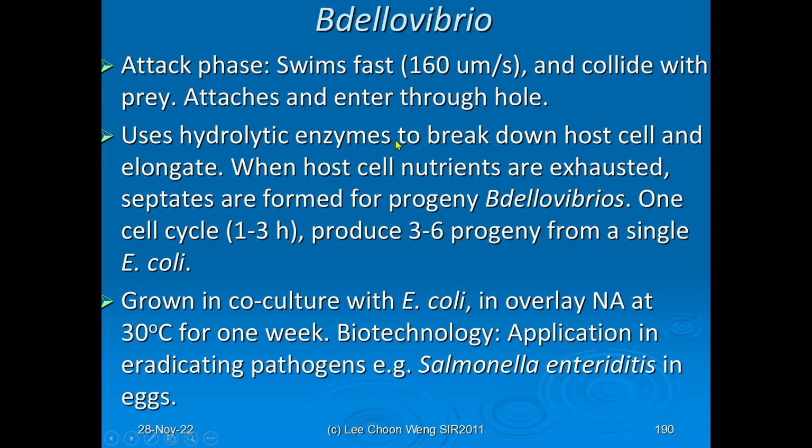Using hydrolytic enzymes, they are able to break down the host cell and elongate. When the host cell nutrients are exhausted, they form septa for the progeny Bdellovibrios. In one cell cycle, 1 to 3 hours, they are able to produce 3 to 6 progeny from a single E. coli.